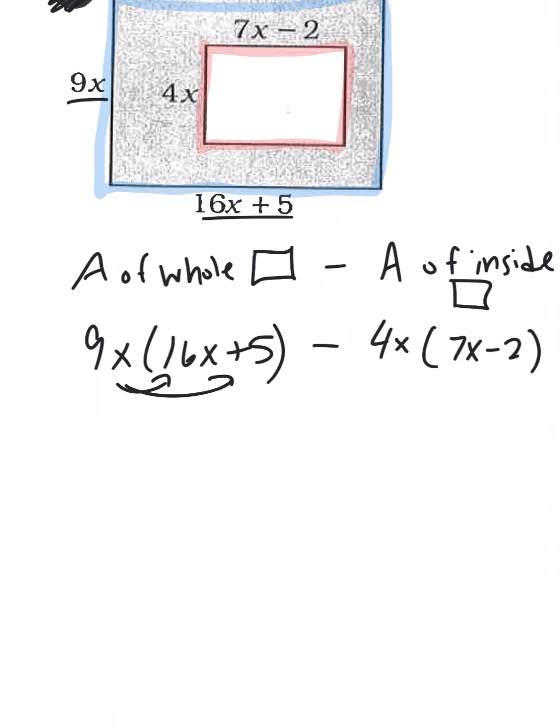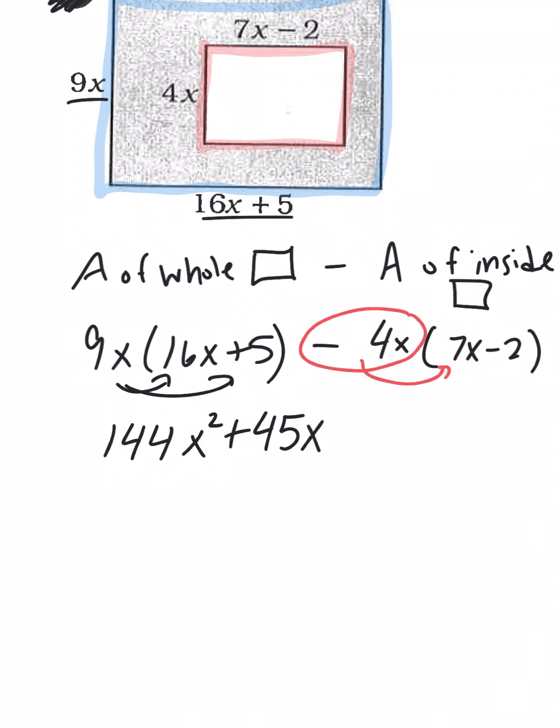So when I multiply 9x times 16x, think to yourself, what am I going to get? You can use your calculator. You're going to get 144, and be careful, x times x, x squared. And then 9x times 5 is going to be 45x. In the second part here, this negative is attached to the 4x, so we're going to distribute. Think to yourself, what do I get when I multiply negative 4x times 7x? We get negative 28, and be careful, again, x times x is x squared, and then negative 4x times negative 2 is positive 8x. Watch the signs.